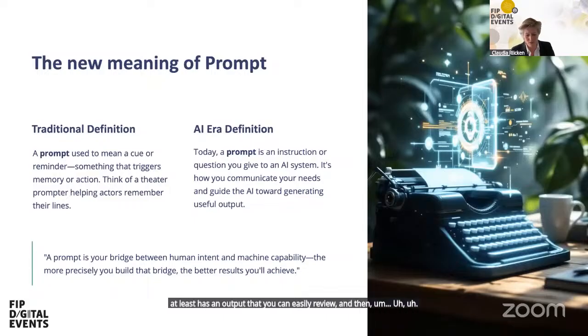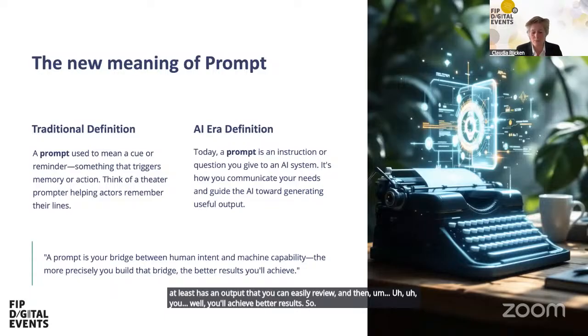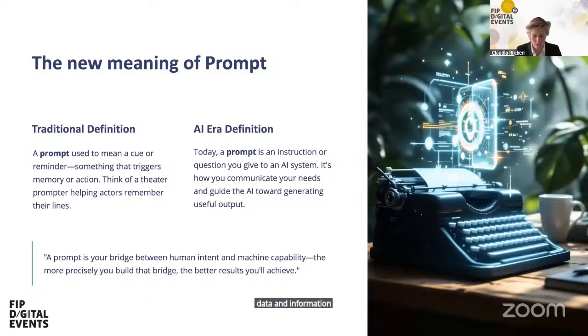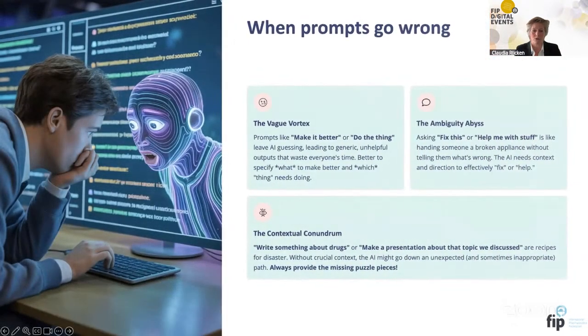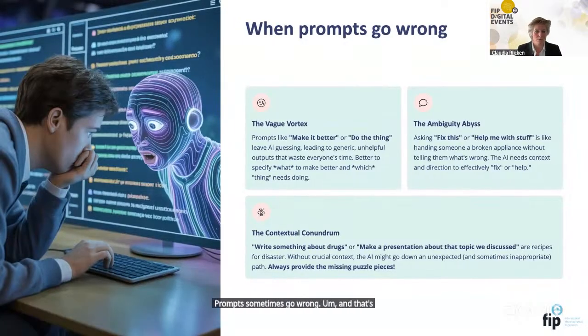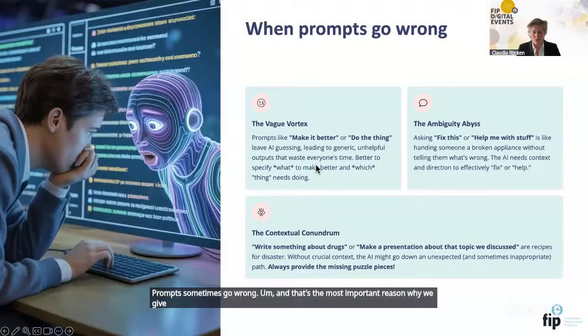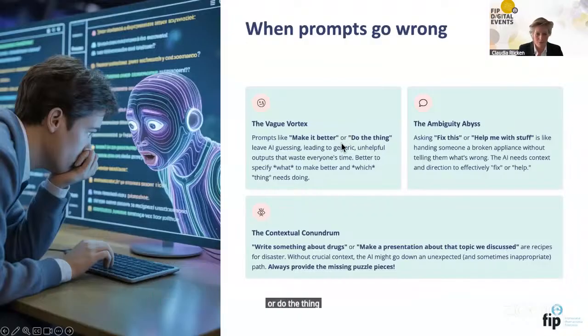you achieve better results. So basically, the core principle is that a prompt is a bridge between the human intent, which is in your head, and the machine capability to gather data and information in a structured and efficient way. Prompts sometimes go wrong, and that's the most important reason why we give this webinar. If you ask a prompt and you don't have a lot of time, or you don't know exactly how to prompt, and you just say something like, make it better or do the thing, it will not give an adequate output.